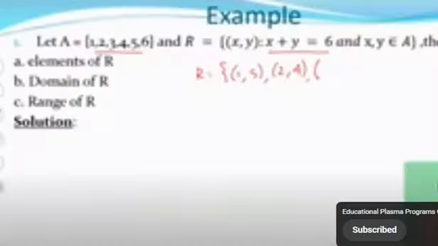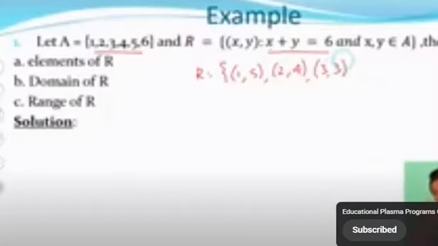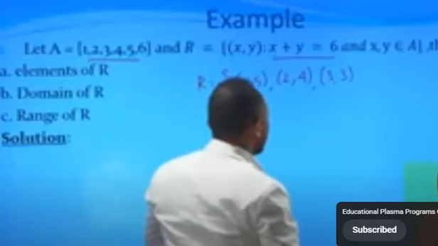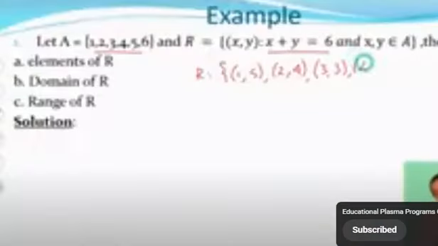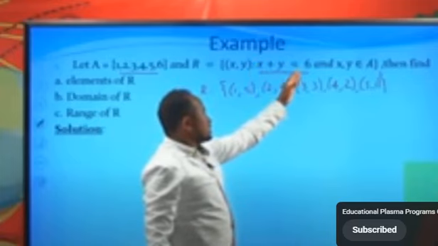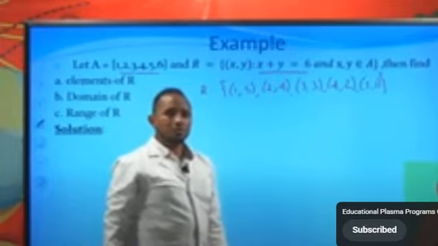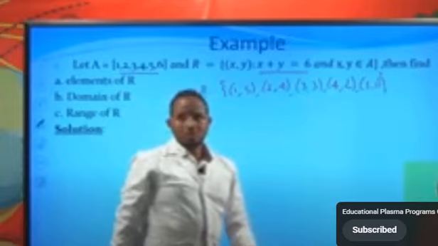If you take 3, 3 plus 3 is 6. So 3 is in A, and this is another element. If you take 4, 4 plus 2 gives you 6. 4 and 2 are in A. If you take 5, 5 plus 1 gives you 6. But if you take 6, 6 plus y is 6 means y must be 0, but 0 is not in A. So (6, 0) is not an element of R. So these are the elements of R.